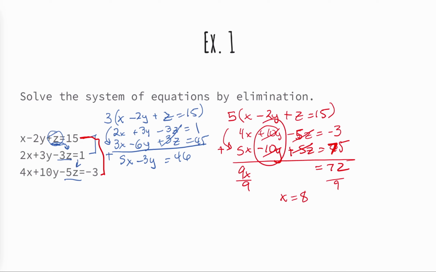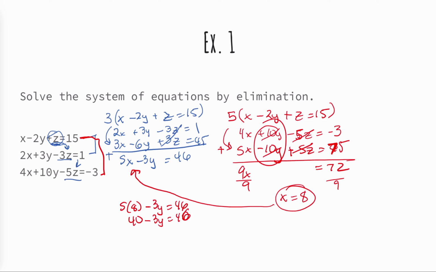If they didn't, we would have two equations of x and y, which we would solve like a normal system of equations, and then plug back in. But here we got lucky, the y's canceled out, now we solve for x, plug this back into the equation to solve for y. So 5 times 8 minus 3y equals 46. It's 40 minus 3y equals 46. Negative 3y equals 6, y equals negative 2.